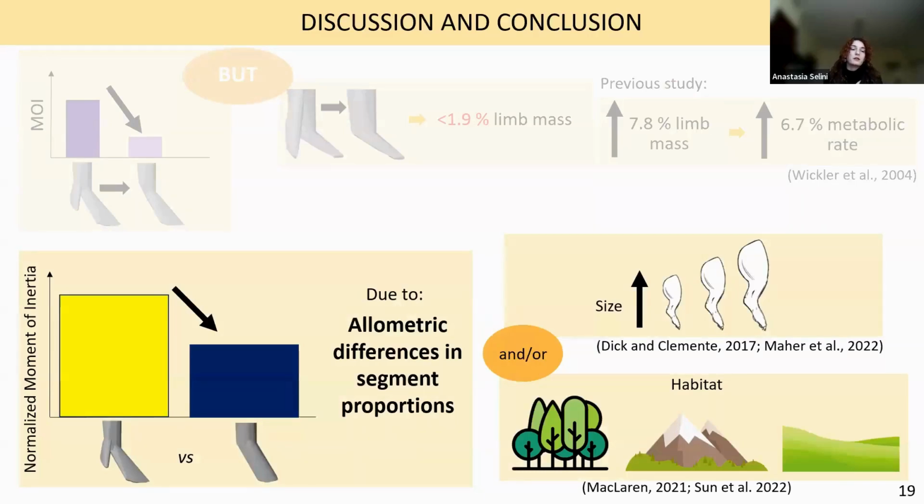Lastly, the differences between tridactyl and monodactyl liquids were attributed to allometric differences in segment proportions. There are different reasons why this is observed in horses. Usually the increase in size is associated with more robust limbs. And also the habitat preference is associated with allometric differences.